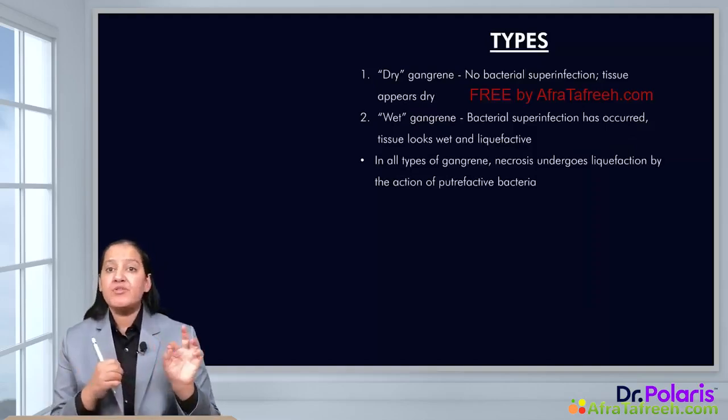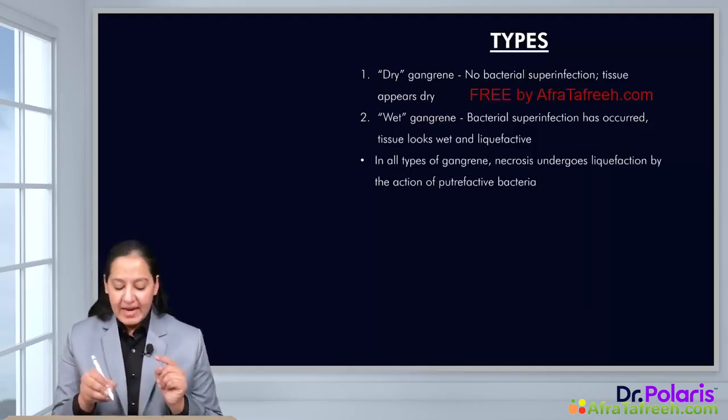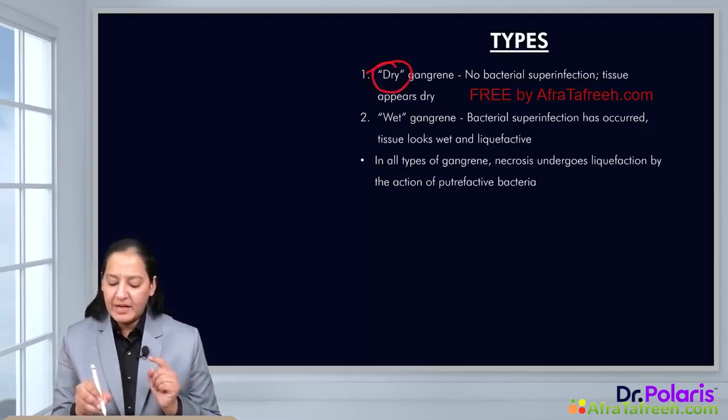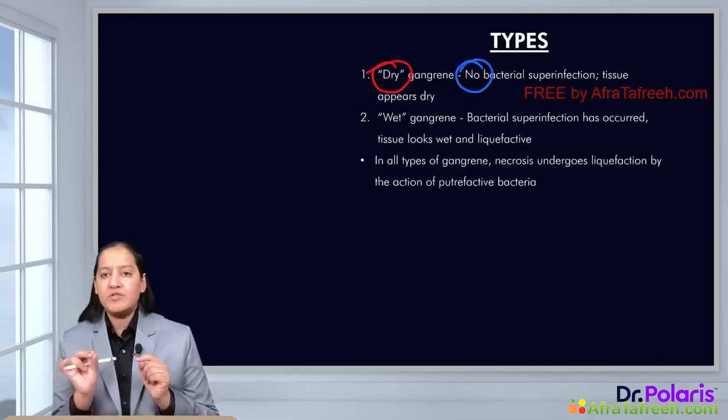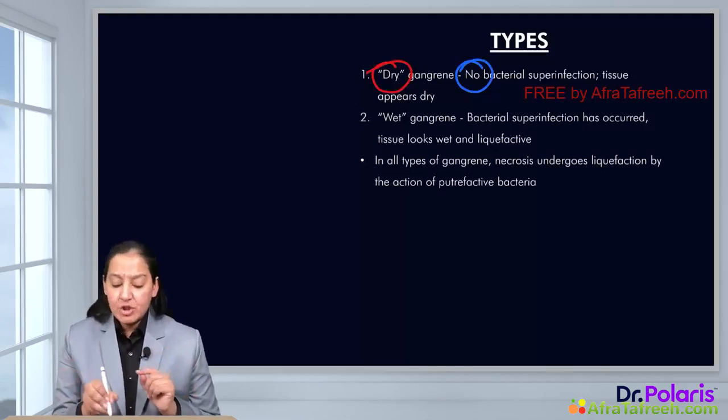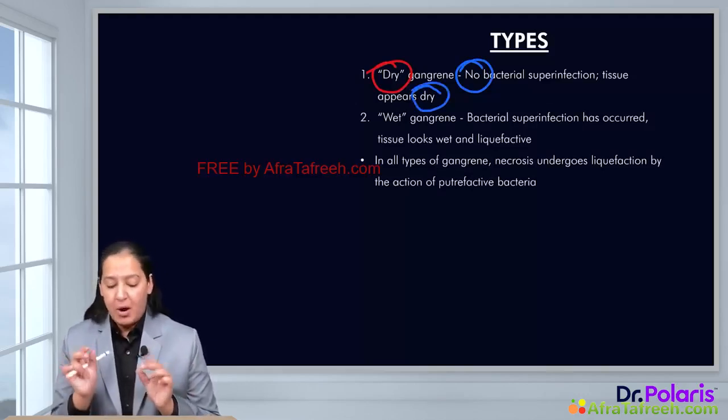What is the difference between dry and wet gangrene? In dry gangrene, a small amount of bacteria, a few bacteria or no bacteria, is coming. That's why putrefaction is very less and the tissue appears dry. The dead tissue appears dry.